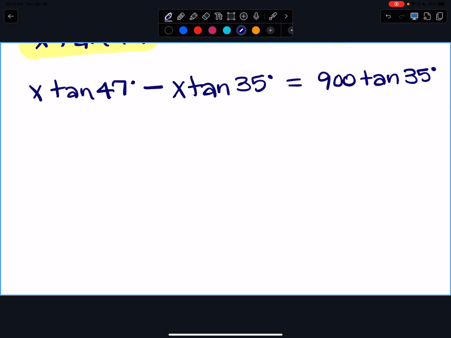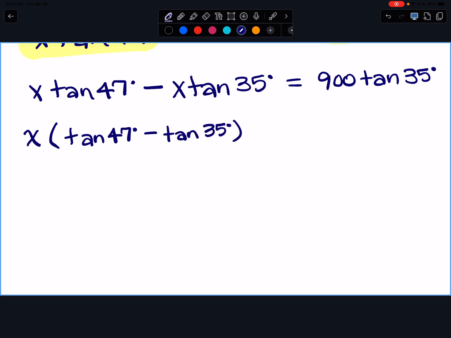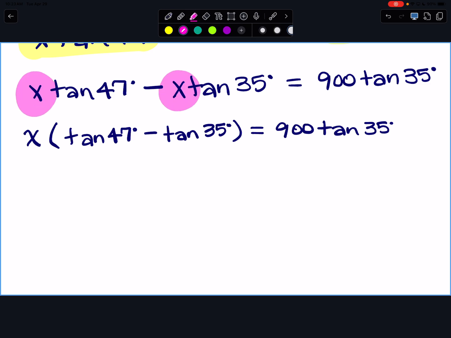What do you notice? They both have an x. So you can factor it out, and you're left with the tangent of 47 minus the tangent of 35. This is going to serve you well in the next unit if you can recognize that you can factor it out, okay? We're getting ready to move into the exponential unit. We'll have to do things like this. So I factored out the GCF. That's what that's called, okay?